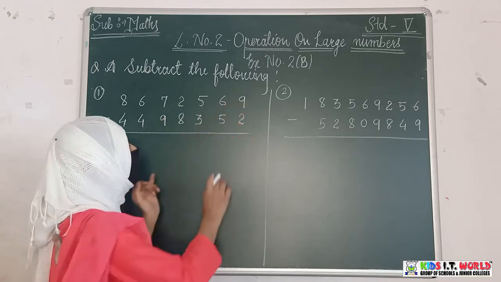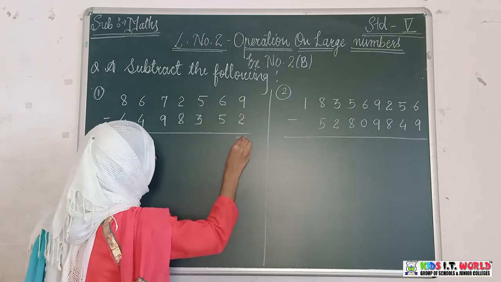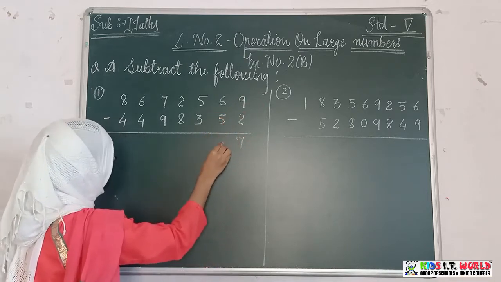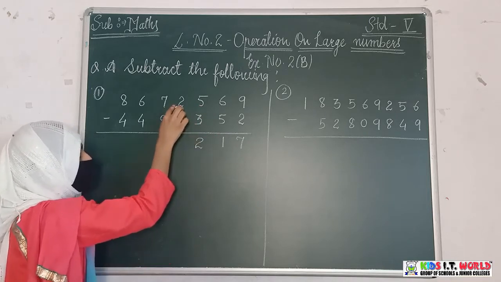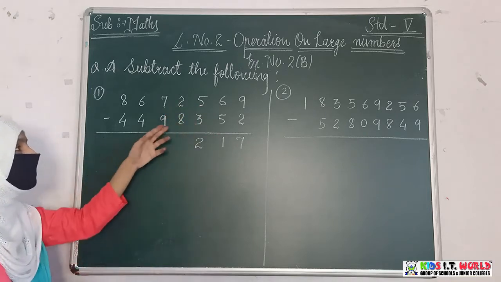Now subtract it. 9 minus 2, it is 7. 6 minus 5, it is 1. 5 minus 3, it is 2. Now here 2 minus 8. Here 8 is greater than 2.